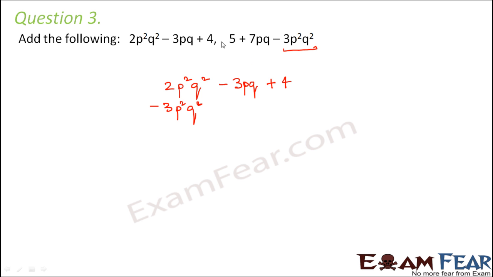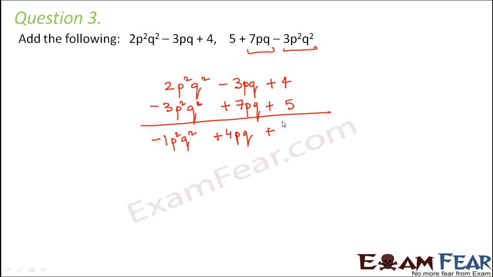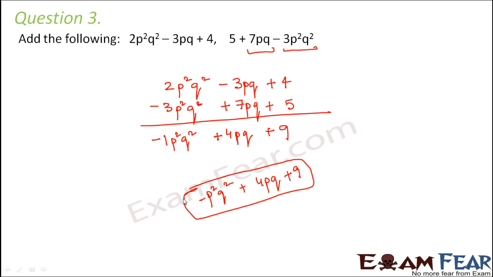Perfect. Next, pq. Do you have a term with algebraic factor pq? Yes, that is 7pq. So we write 7pq here. And finally the constant terms together, that is 5. Now let's add them. Here 2 minus 3 would be minus 1 p square q square. Minus 3 plus 7 would make it plus 4pq, and 4 plus 5 would make it 9. So therefore minus p square q square plus 4pq plus 9. This would be the sum of these two expressions.